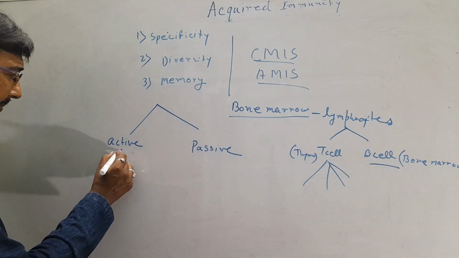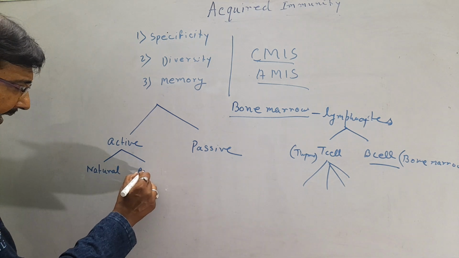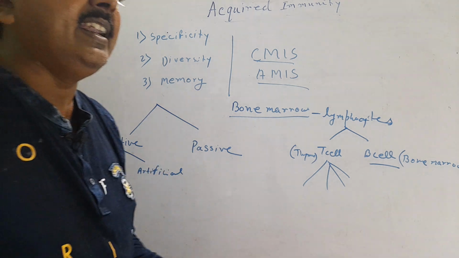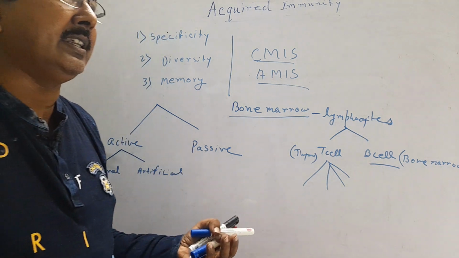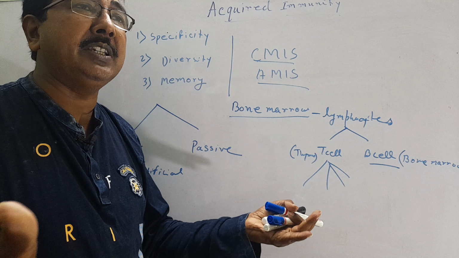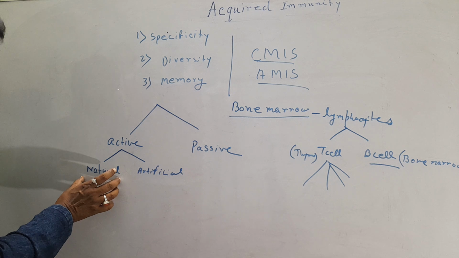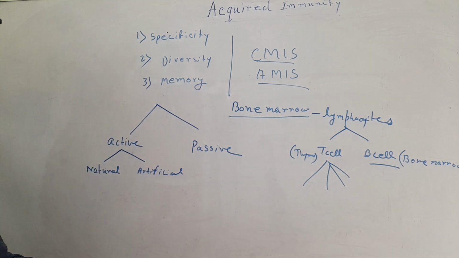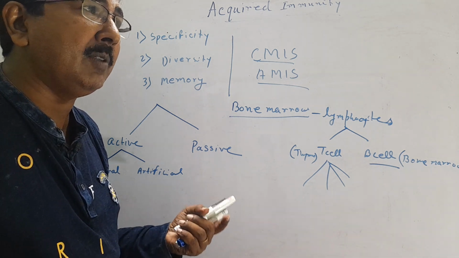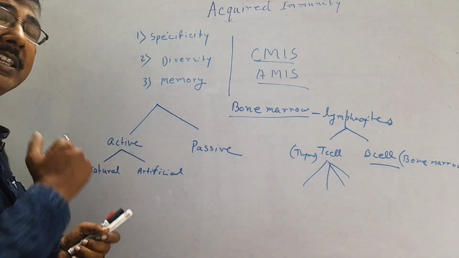Active immunity is also divided into two types, natural and artificial. Natural means when a pathogen enters during natural infection. Due to natural infection, a pathogen enters our body and our body produces antibody. This type of immunity is called natural active immunity. For example, a person who has recovered from smallpox and mumps develops this type of natural active immunity.